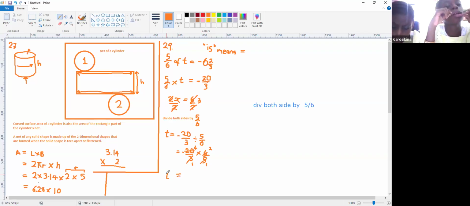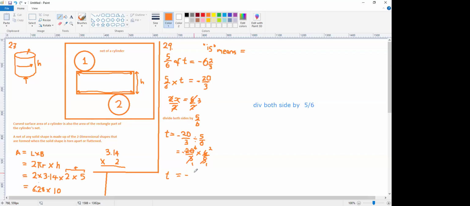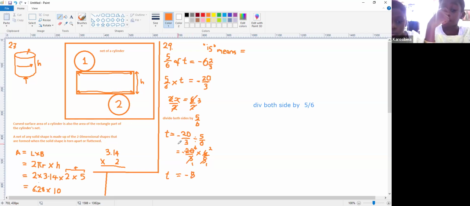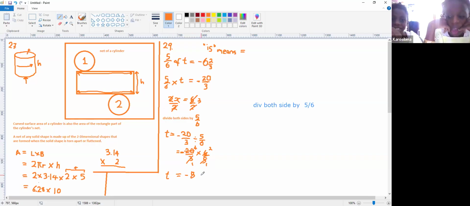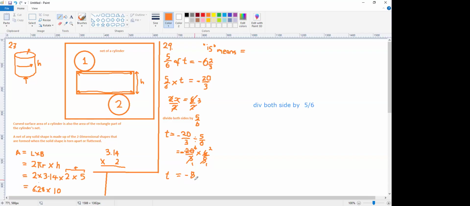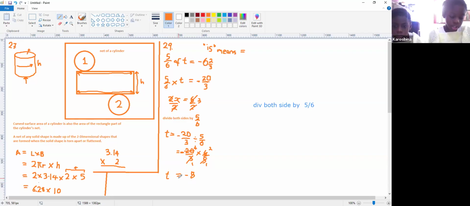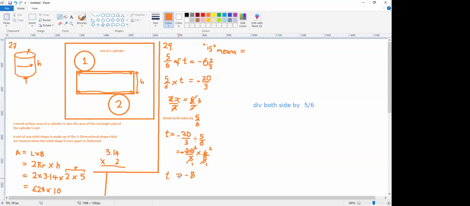Sorry, you've forgotten the minus sign here. Look at it, that minus sign. So our answer is negative. So the answer is what? Negative 8. All right. Any questions?